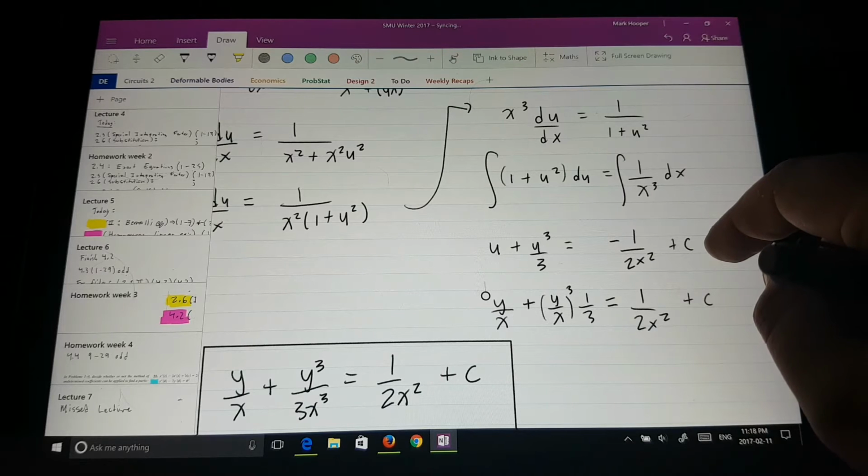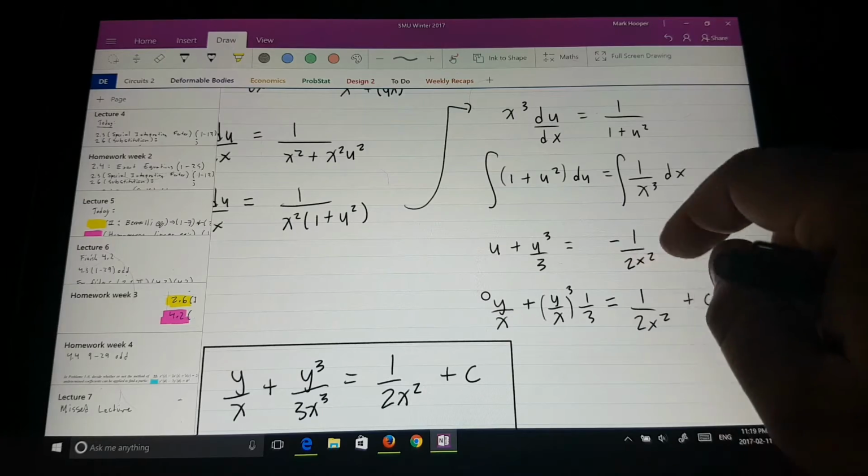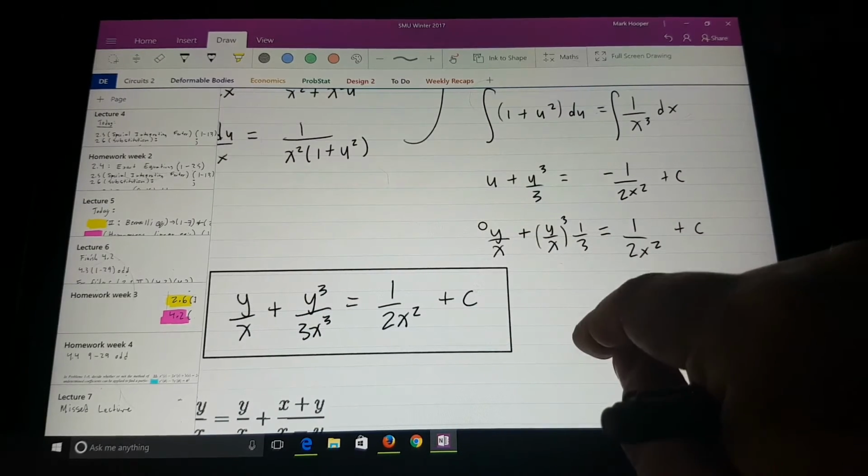That's right? Oh yeah, because we're dividing by it. Sorry, I've been taking a lot of derivatives today.